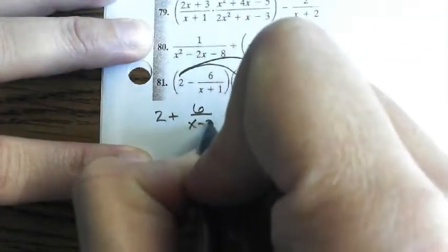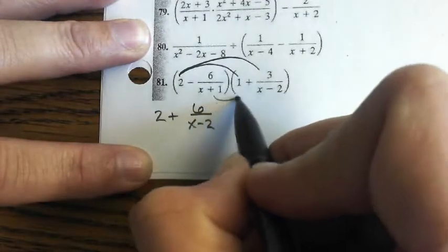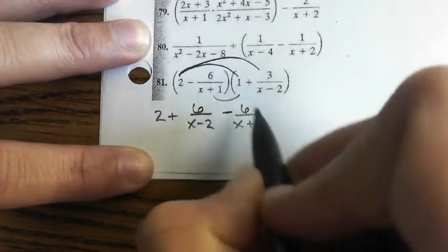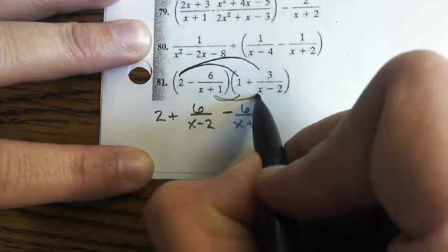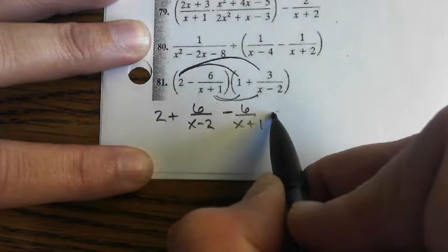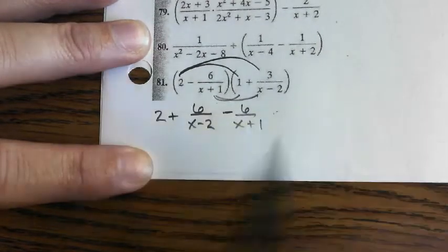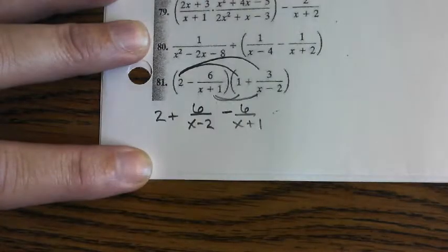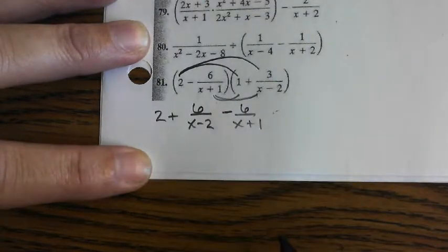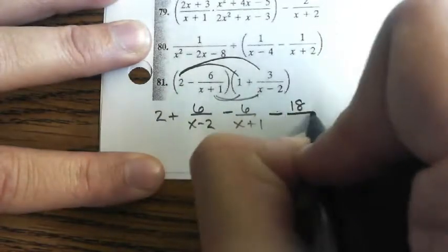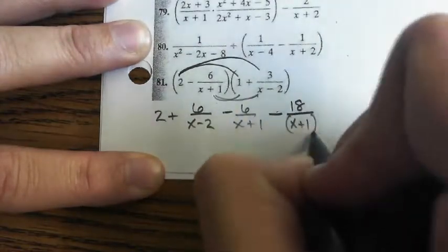Okay. And then on your next one, minus 6 over x plus 1. And then, how about this last one? Negative 6 over x plus 1 times positive 3 over x minus 2. How should I write that? Andrew, I got faith in you. Yeah. Negative 18 over x plus 1 times x minus 2, or you could.